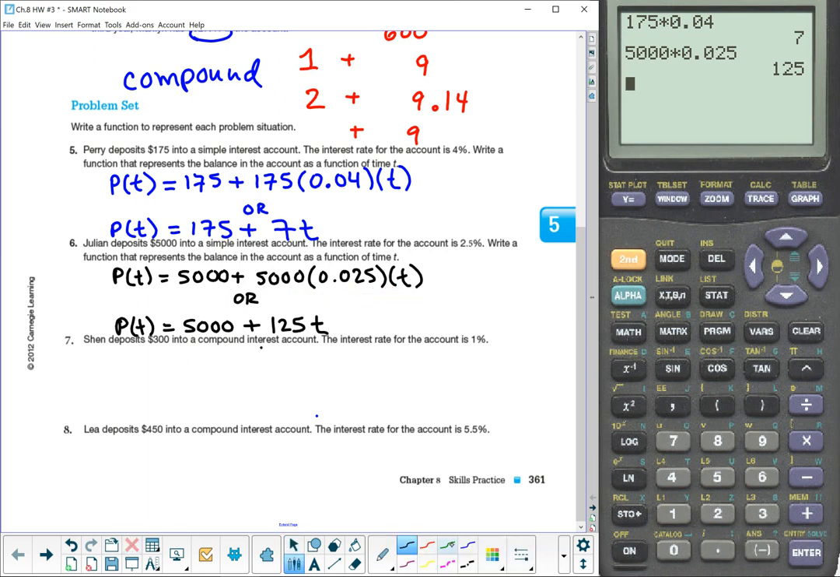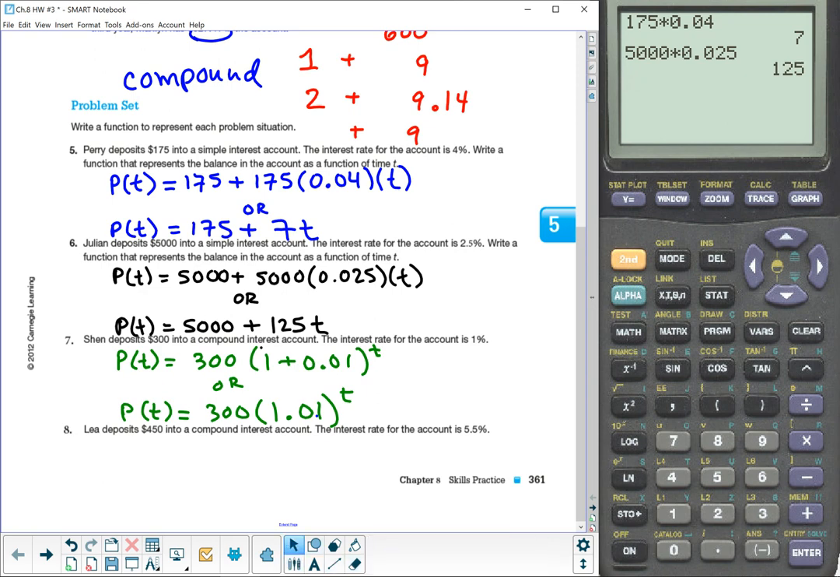Okay, number 7 for green. Shen deposits 300 into a compound interest account. So this one's compound interest now. P of T equals 300, and compound interest is going to be 1 point, and the interest rate is 1%. So it'd be 1 point... Remember, you can write it as 1 plus 0.01 to the T power. Or if you want, you can write it as P of T equals 300 times 1.01 to the T power, and that is also okay.